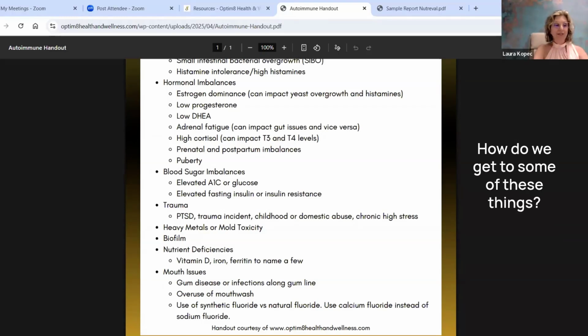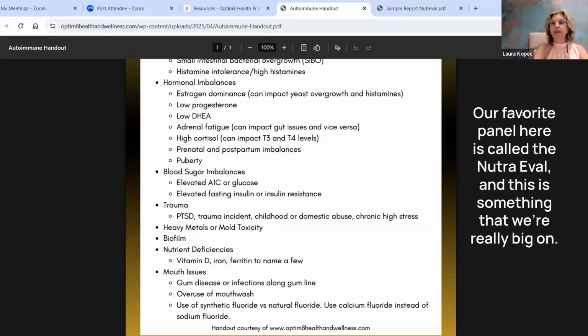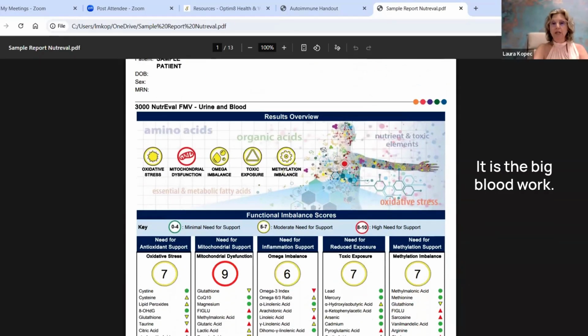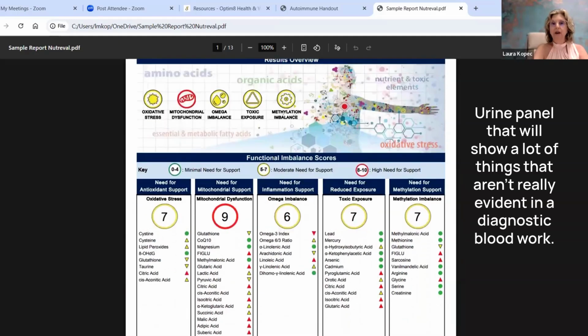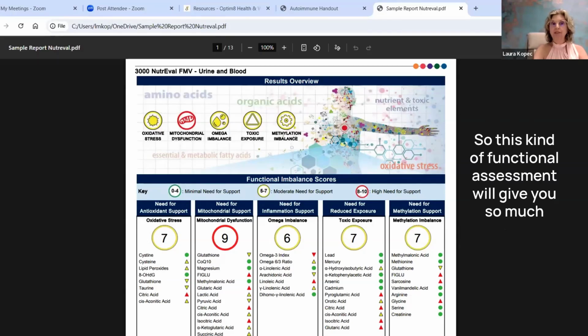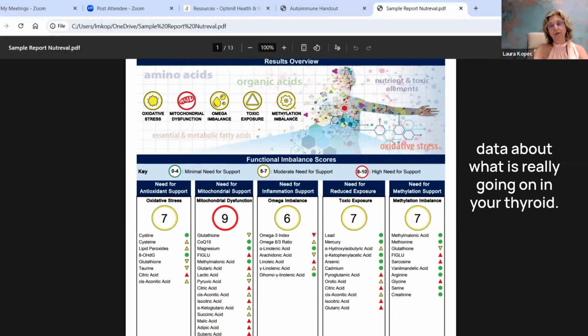Okay, how do we get to some of these things? How do we get to the data that says we have some of these issues going on? How do we tease this out? Our favorite panel here is called the Nutri-Eval, and this is something we're really big on. It is the big blood work and urine panel that will show a lot of things that aren't really evident in diagnostic blood work. So this kind of functional assessment will give you so much data about what is really going on in your thyroid.